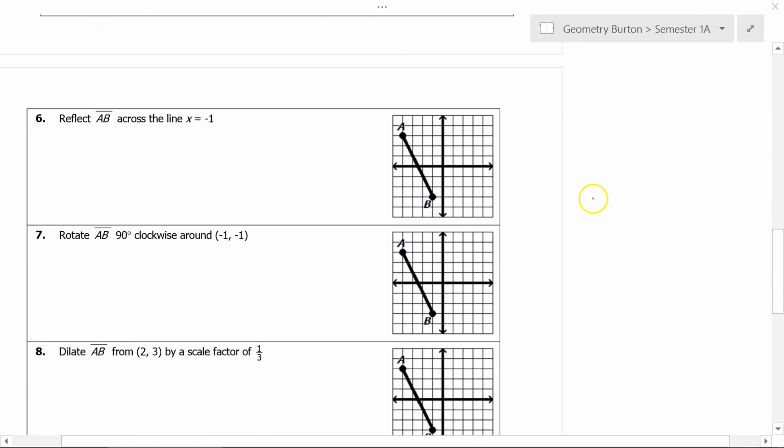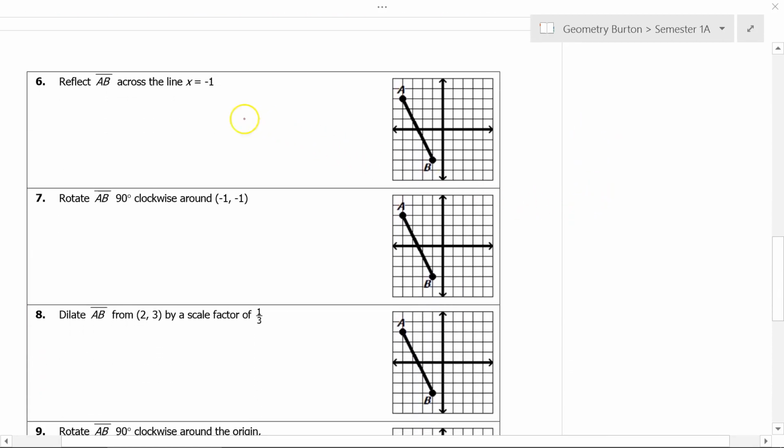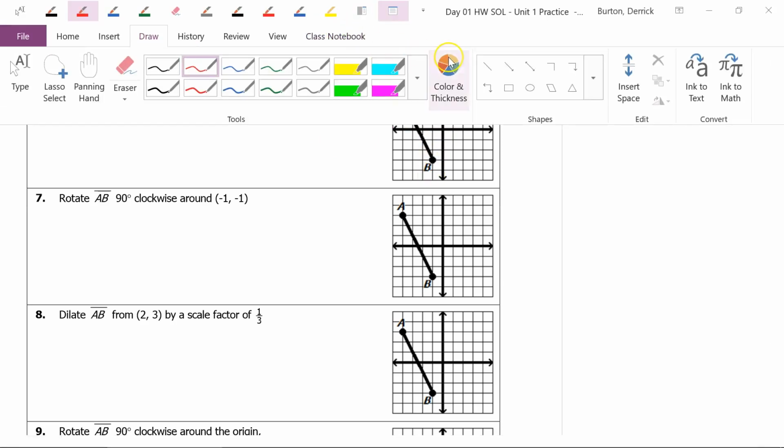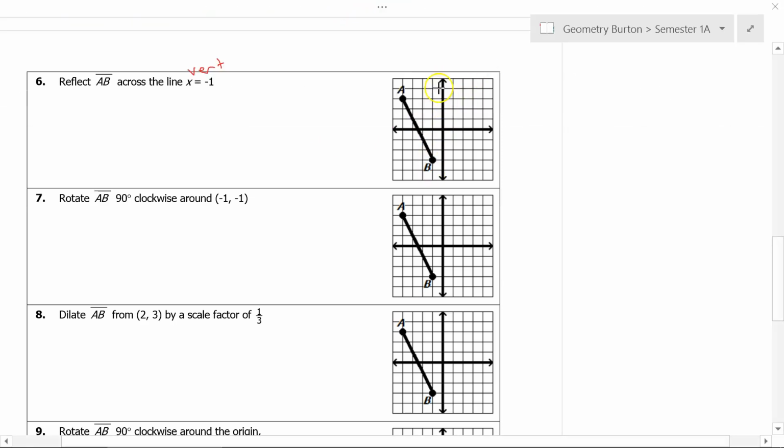Okay, vertical shrink. Now, reflecting across the line x equals -1. X equals a number is a vertical line. So this is going to be a vertical line at -1. I should probably draw that. So we're talking about a vertical line at -1.